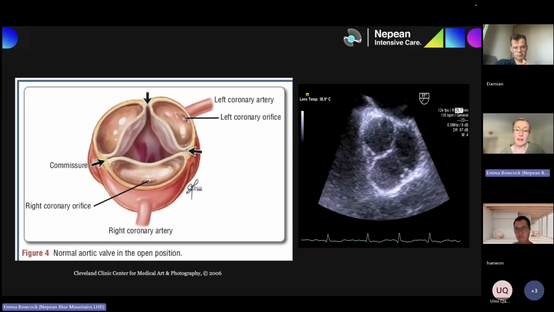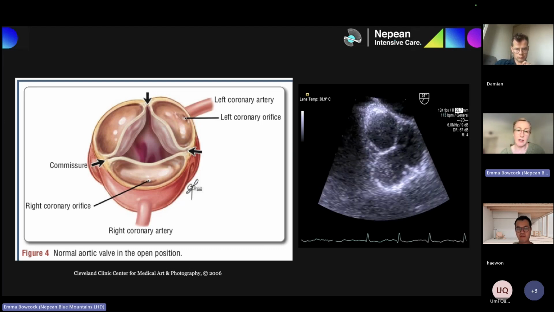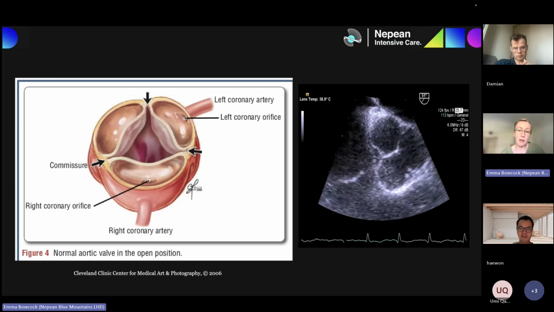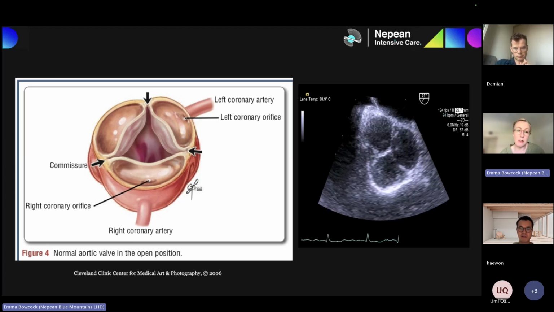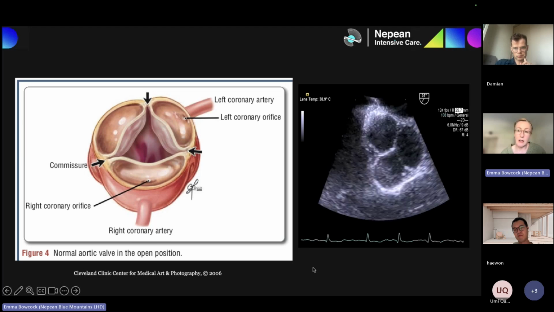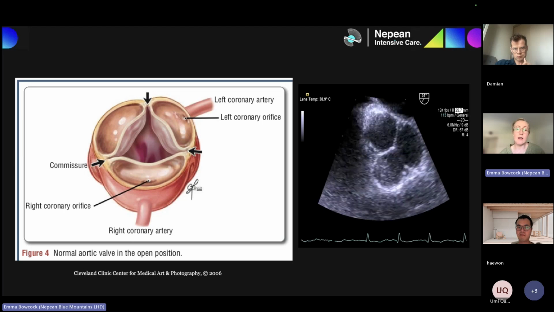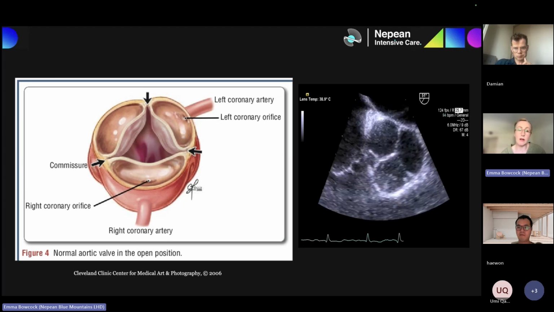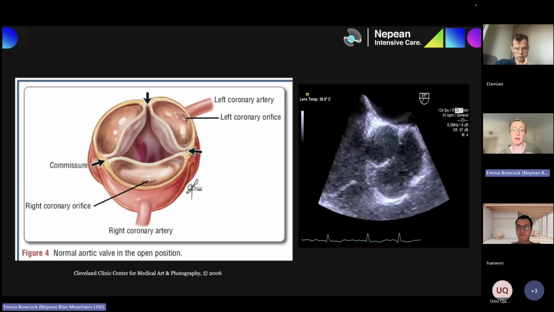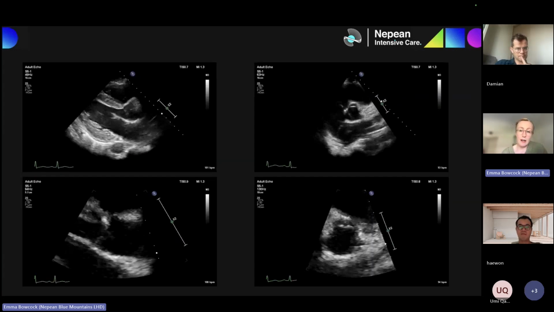So briefly, the anatomy. The aortic valve is a tricuspid valve. The leaflets are usually thin and mobile, joined by the edges of the commissures. The right coronary artery comes off the right coronary orifice. The left coronary artery comes off in the left coronary orifice. The aortic valve and aortic root are inextricably linked, and so when we think about aortic regurg and the pathology of that, we've really got to think about the cusps as well as the aortic root, which we'll come on to.